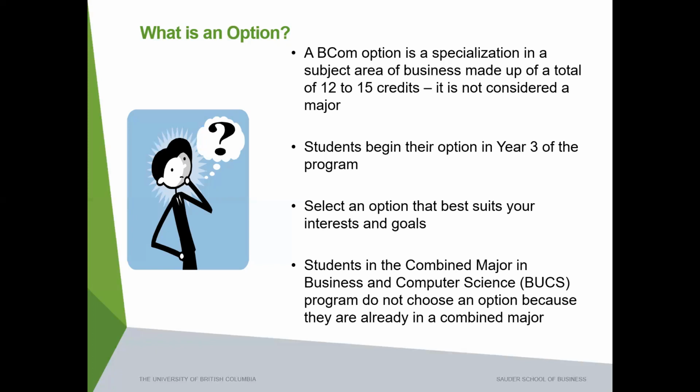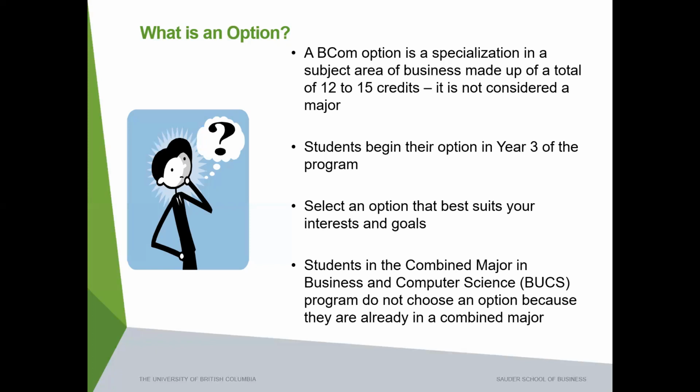Students in the combined major in business and computer science do not choose an option because it is set up as a combined major. And this is where students in this particular program would do 30 credits of upper level computer science courses to satisfy the major. The other part of the major is the business program.